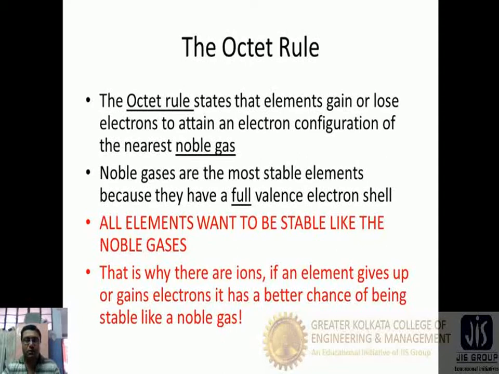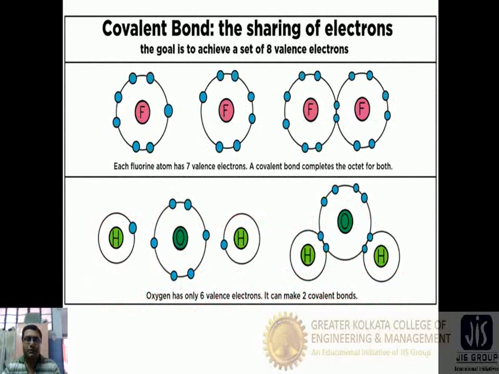The octet rule is a very important rule in semiconductors. The octet rule states the stability of the atoms. That means every atom tries to be stable itself by having 8 electrons in its outermost orbit. We will discuss it. Another thing is the covalent bond.